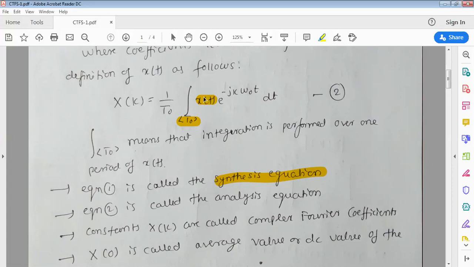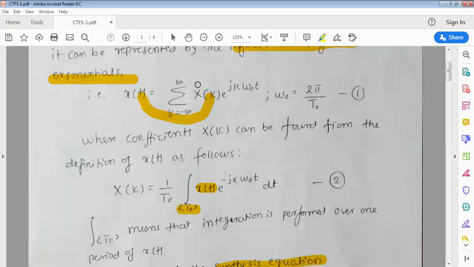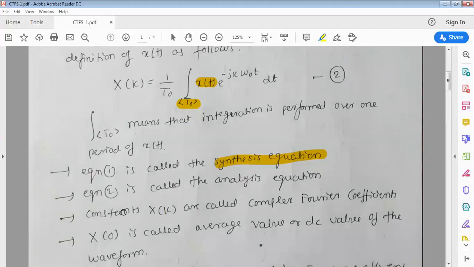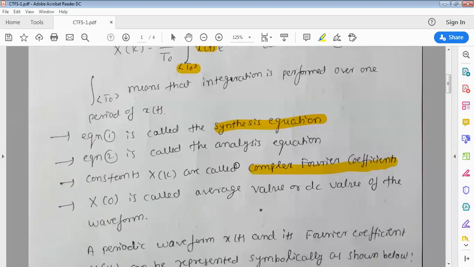Generally, I'll be given x of t, so I'll obtain x of k. By using x of k, I obtain x of t once again. The constants x of k which you obtain are numbers only, called complex Fourier coefficients. When k is equal to 0, the exponential term becomes 1 and this becomes a constant term. This constant is known as the average value or DC value of the signal.